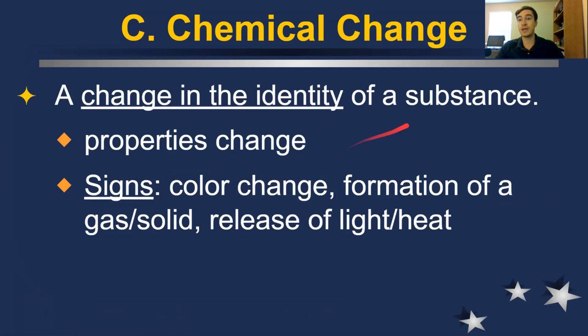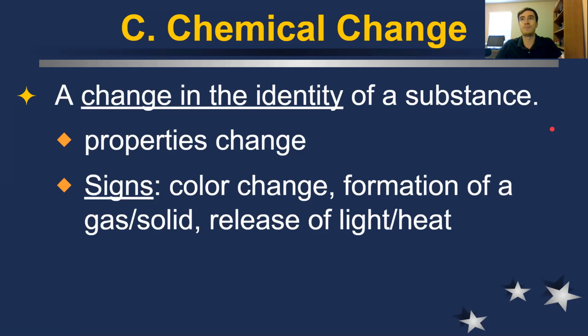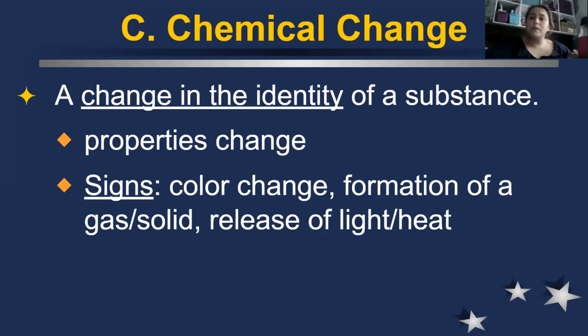Mr. Stanley? Yeah. Would bleach be an example of chemical change? You mean like when you put bleach onto a surface? Or onto a piece of clothing or something like that, because it does change the color and cannot be put back to the original color unless you add like a dye or something.